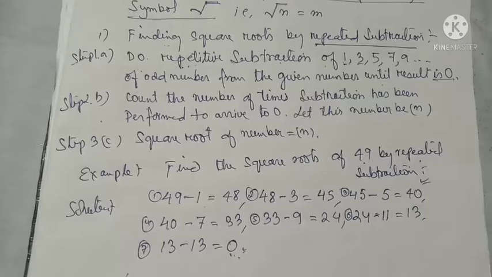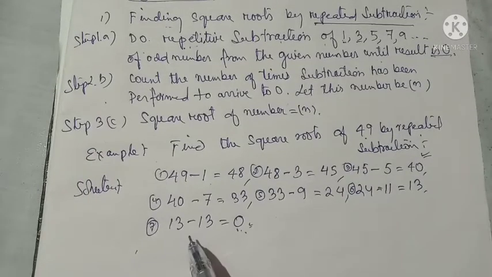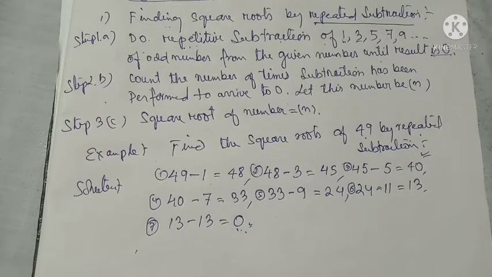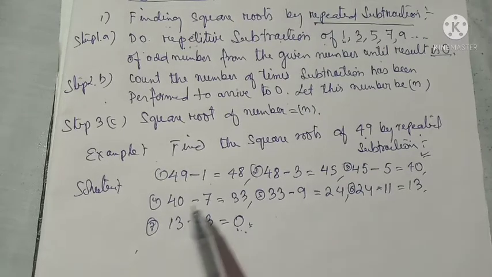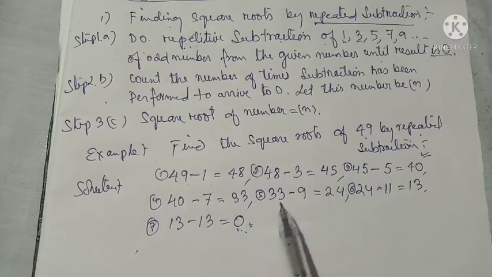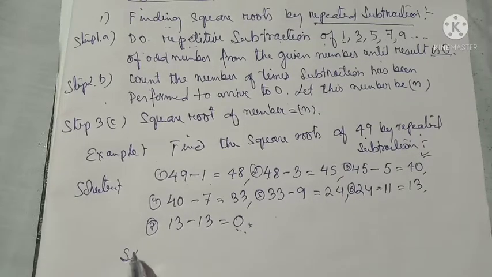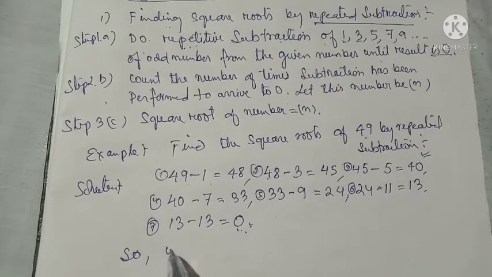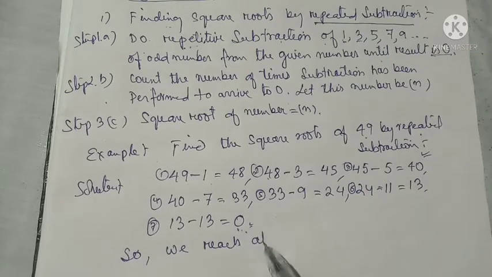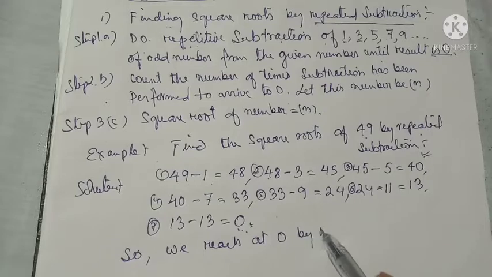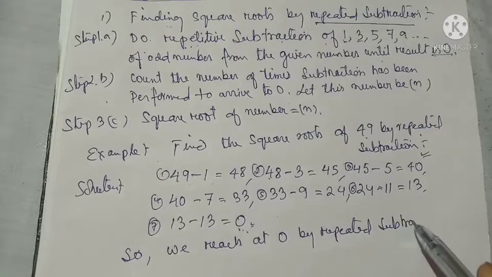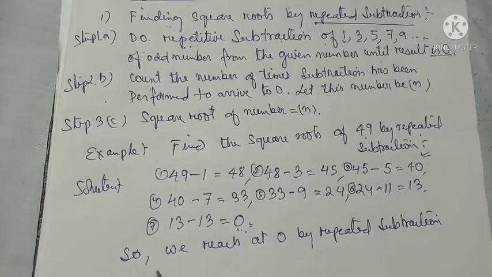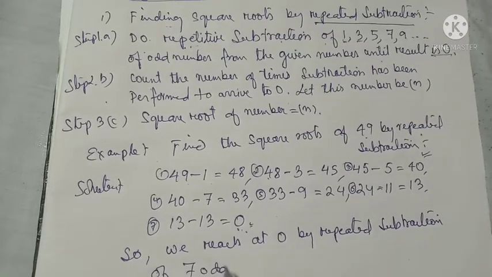Let's see how many times we reach 0 by repeated subtraction of odd numbers. 1, 2, 3, 4, 5, 6, 7. So we reach 0 by repeated subtractions of 7 odd numbers.